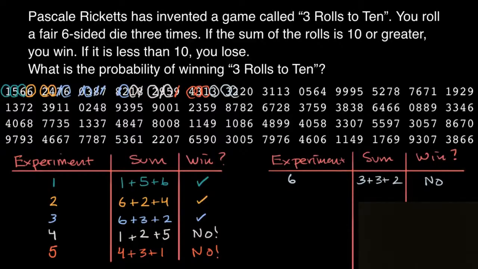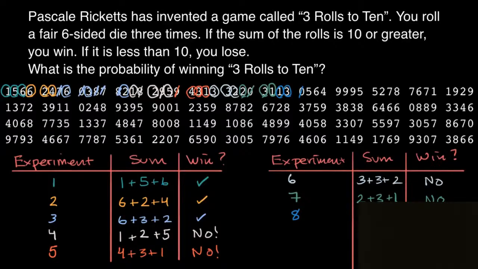Now we go to experiment 7. We get a 2 in our first roll. This is invalid. We get a 3 in our second roll, plus 3. And we get a 1 in our third roll, so plus 1. Once again, we did not win. Now we go to experiment 8. We get a 1 in our first roll. We get a 3 in our second roll. This is invalid.